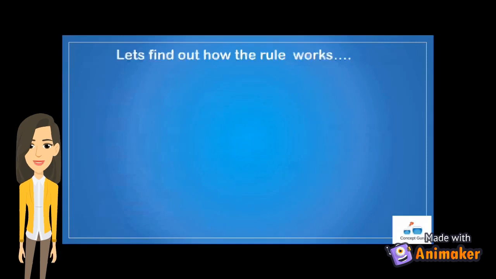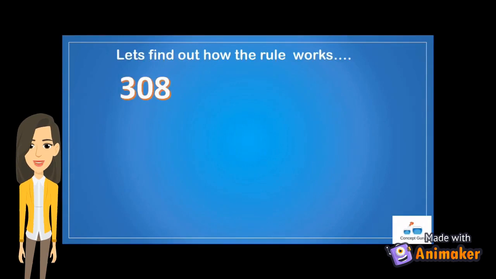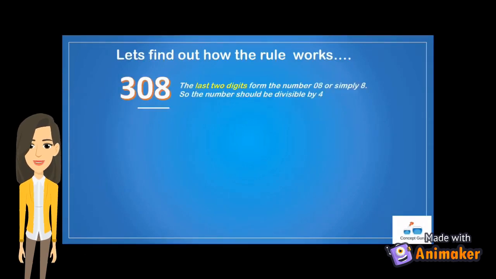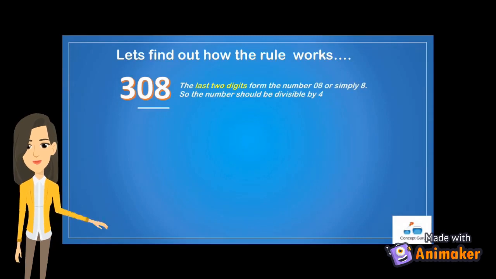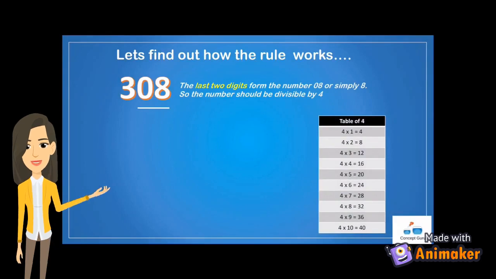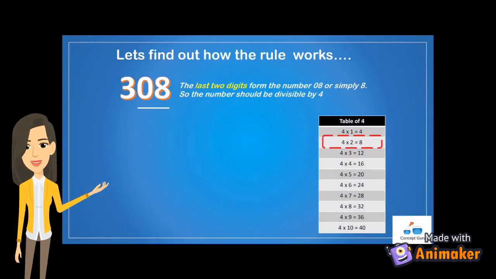Let's also find out elaborately how the rule works. So let's see for this number 308. What is the number that is formed by the last 2 digits? It's 0 and 8, so the number formed is 8. And this number should be divisible by 4 as per our rule. Let's check where it comes in the table of 4. Yes, 4 into 2 is 8.